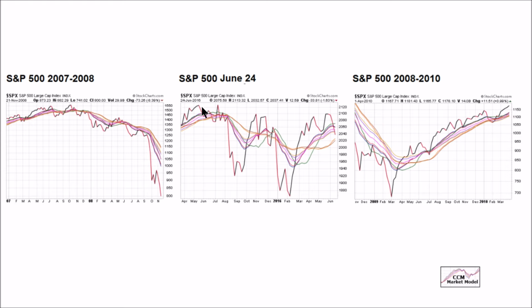Also notice we have a higher high here. This is a lower high, and then we came back up into this region, and as of June 24th, it looks like we were rejected at possible resistance.